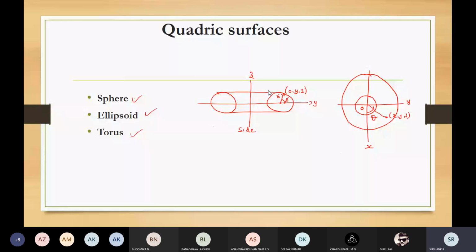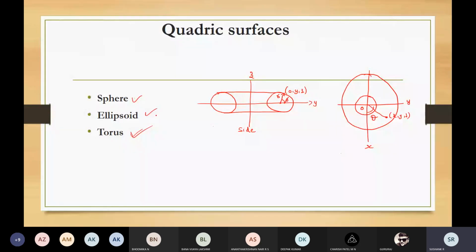So how do you generate this? This torus can be generated by rotating a circle about a specified axis. If you rotate the circle about a specific axis, you will generate this torus. So what is the equation for the side face view?